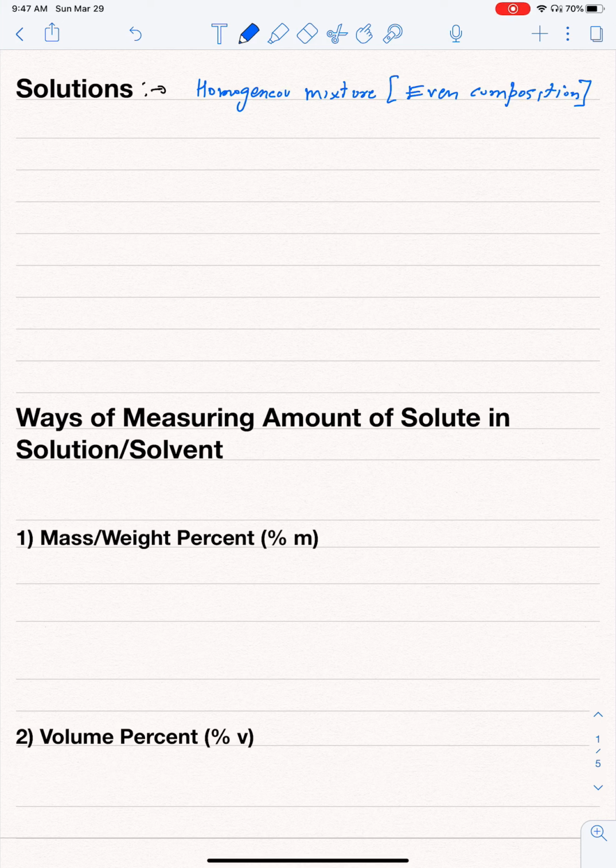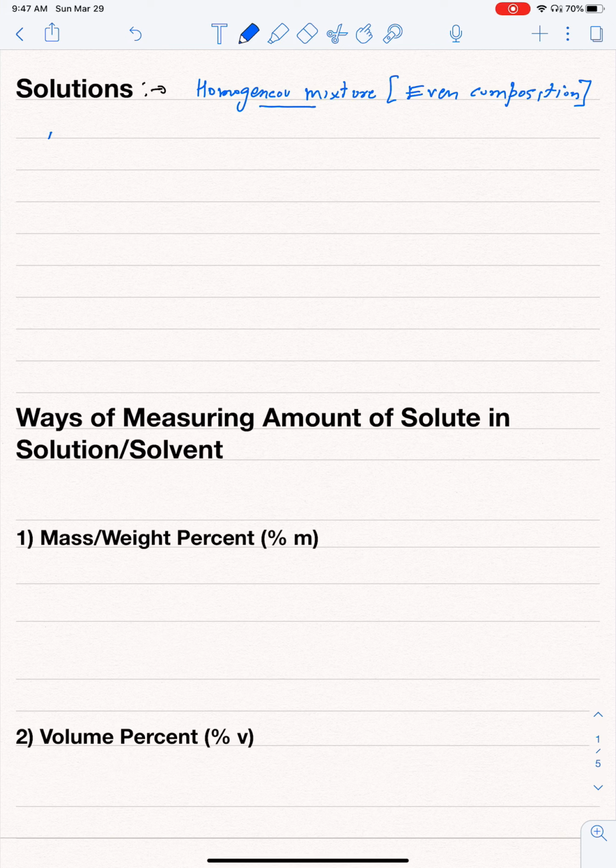Alright students, in this video we're going to talk about solutions and different ways of measuring concentrations of solutions. Solutions are actually a homogeneous mixture, and if you recall, homogeneous mixtures have an even composition of at least more than one type of material. You could have two materials, three materials, or more than three types of different materials.